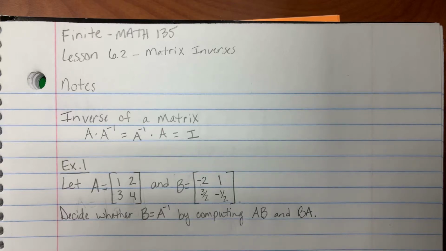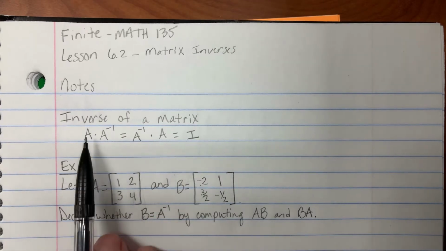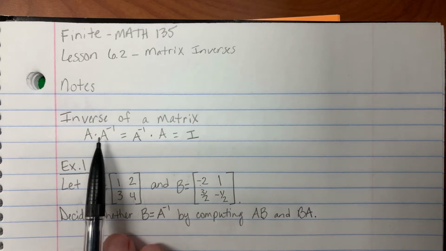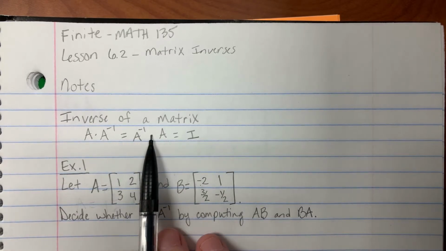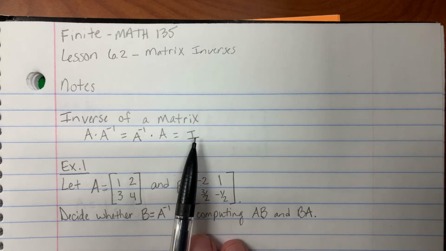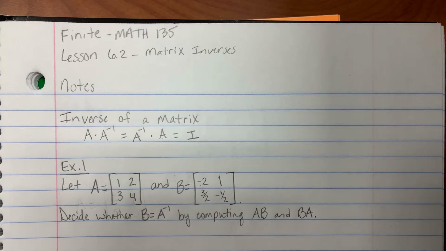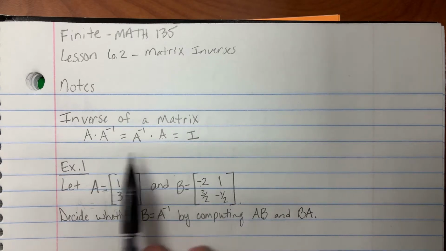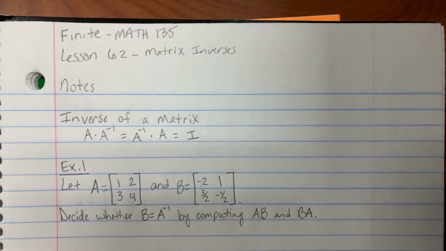Okay, so lesson 6.2 is talking about matrix inverses. The inverse of a matrix: if I take a matrix times its inverse, or the inverse times the original matrix, I will get the identity. A lot of times we think about that when we're just talking normal multiplication, you could think of that as a reciprocal. So 3 times 1/3 is 1. It's kind of the same idea, but with a matrix, it's a lot more complicated than that.